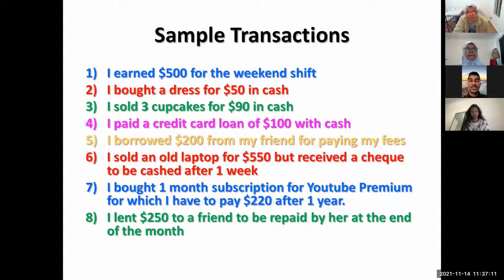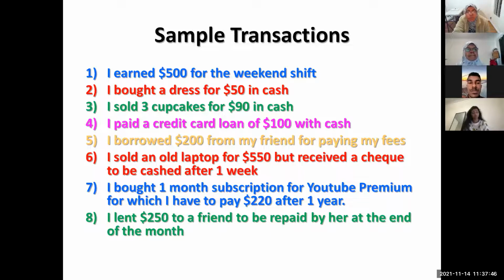So I borrowed $200 from my friend for paying my fees. The $200 I borrowed from my friend is debit, and paying my fees is credit. Thank you very much. Number 6, Najmus. I sold an old laptop for $550 but received a check to be cashed after 1 week. So I didn't receive cash instantly. Okay.